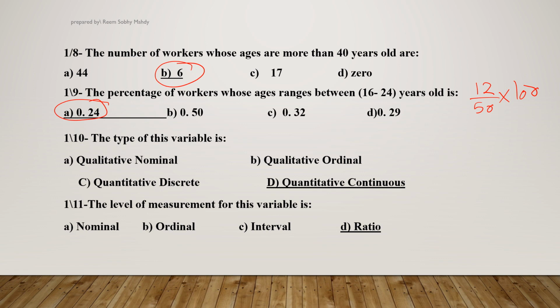The type of the variable age is a quantitative continuous variable. The level of measurement for this variable is ratio level, so the correct answer is D.